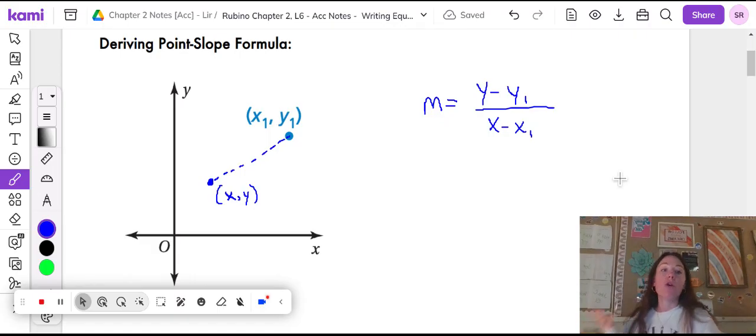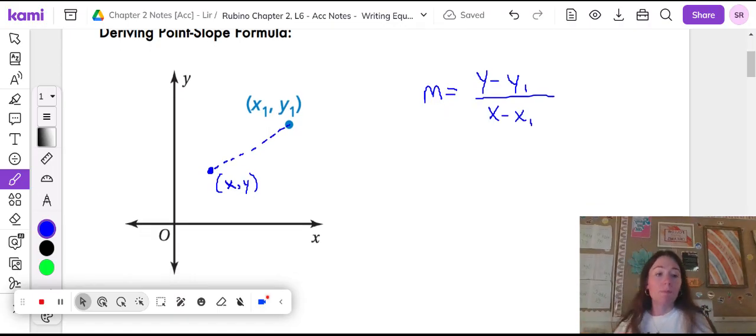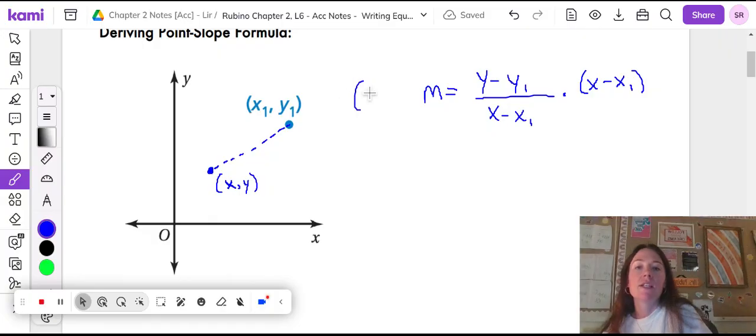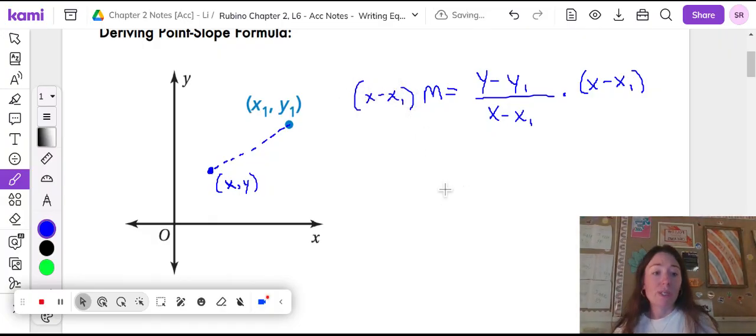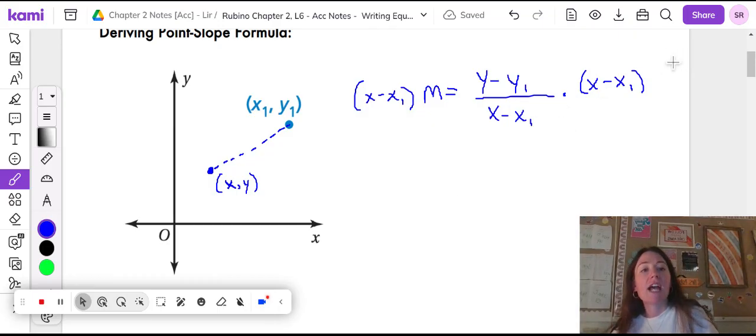The point slope form of an equation comes from this formula, okay? So what they basically do is they multiply each side by x minus x sub 1 to come up with a new equation, okay? And the reason they do this is because when you multiply this side by x minus x sub 1, it cancels out the denominator. X minus x sub 1 over x minus x sub 1 would just be 1. Okay, so it makes sense that those would cancel each other out.